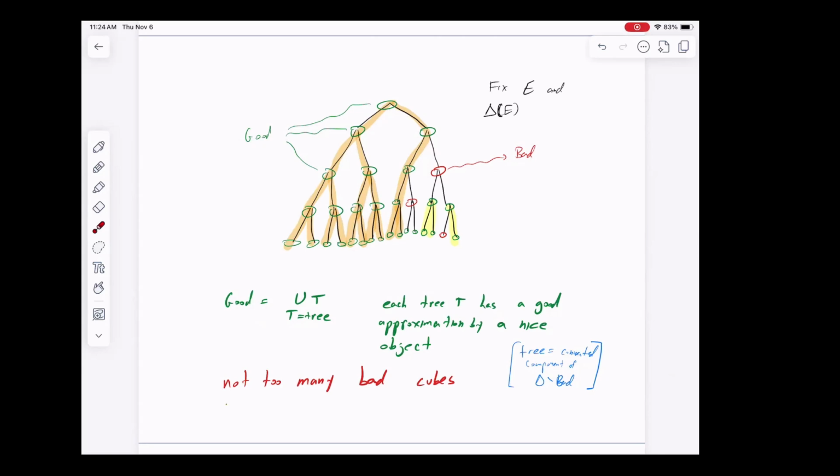Every time I see a bad cube, I take my scissors and I cut. So I'm going to cut here, and here, and here, and so on. And I get a bunch of connected components, and those are my subtrees. So the good cubes end up being the union of these subtrees, and we're going to be in a situation where we can assume that we do not have too many bad cubes, in the sense that the bad cubes satisfy a Carleson condition.